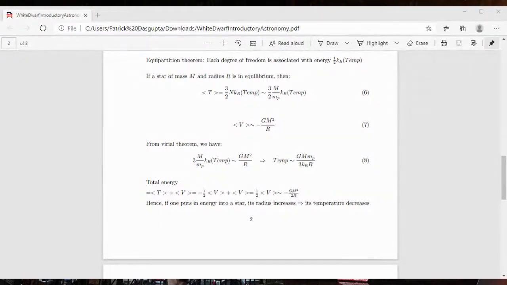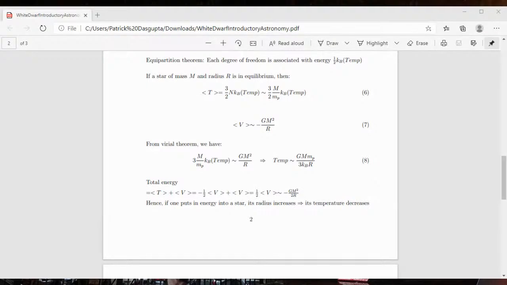What will happen? As the core nuclear fusion stops, there is no more energy production. So the core starts cooling. If the core starts cooling, again by the virial theorem, if the temperature goes down, your temperature is going down and the heat content is also going down. So R must shrink. Once the radius shrinks, the envelope outside the core also shrinks.